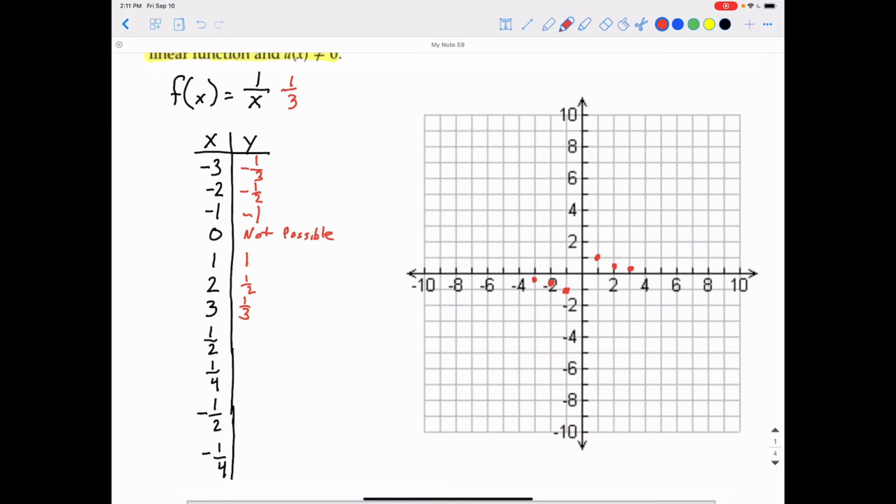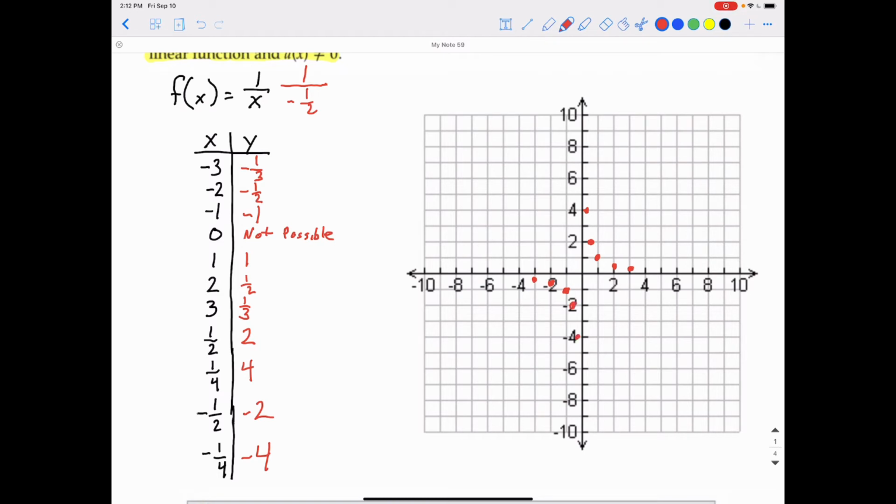Let's start plugging in some of those fractions. If we were to take 1 divided by 1/2, that is the whole number 2. And 1 divided by 1/4 is the whole number 4. 1 divided by -1/4 would be -4. And 1 divided by -1/2 would be the integer -2. So let me graph those. 1/2, 2 is about here. 1/4, 4 is up here. And then -1/2, -2 is about right here. And -1/4, -4 is about right here.